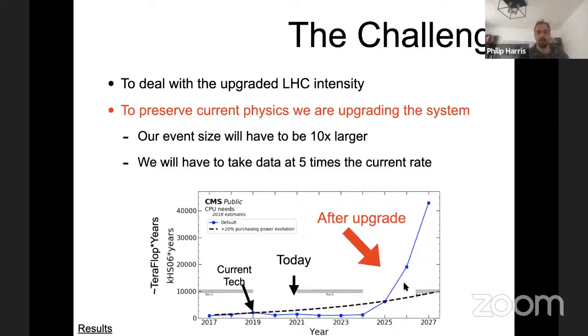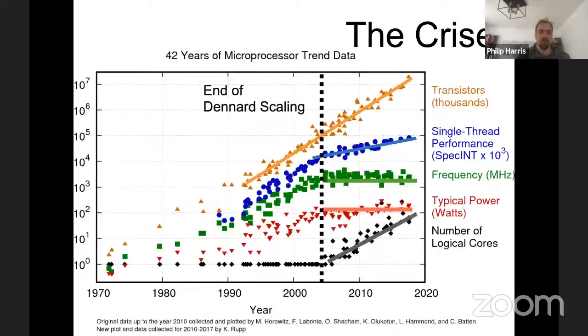And if you look at this from a computing standpoint, it's going to outpace our computing projections by a large margin. And this is further hampered because of problems in the computing industry. So you might all be familiar with Moore's law, right? There's exponential growth with time. And this is with the number of transistors per processor. So this is what this orange line is.